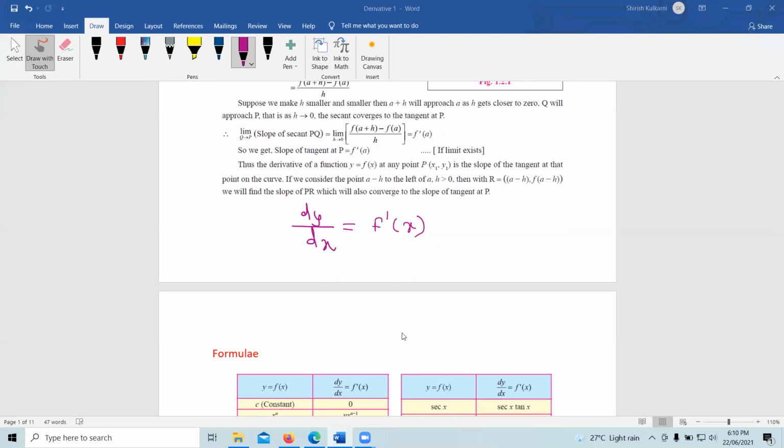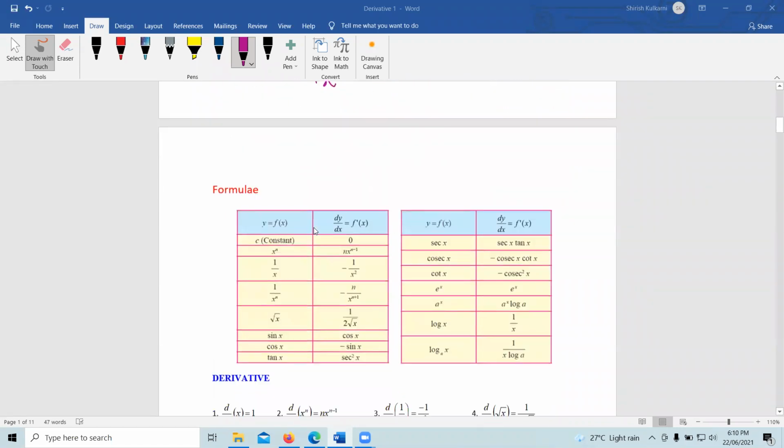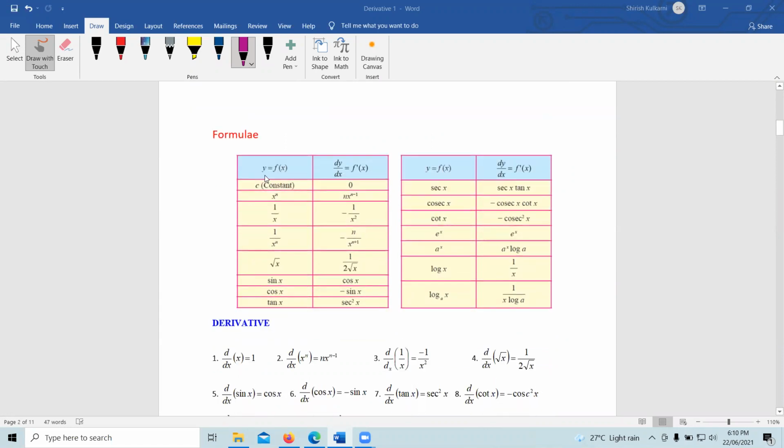It is also equal to dy by dx, which is equal to f dash of x. Clear? I have already discussed the geometrical interpretation of the derivative. Now, these are the various formulas of the derivative. Suppose y is equal to f of x.